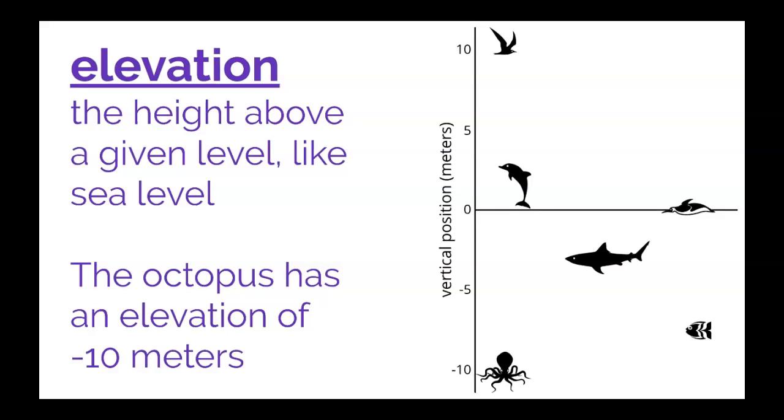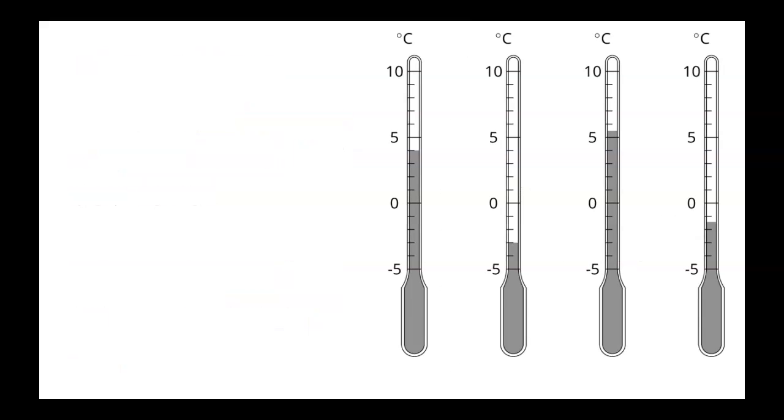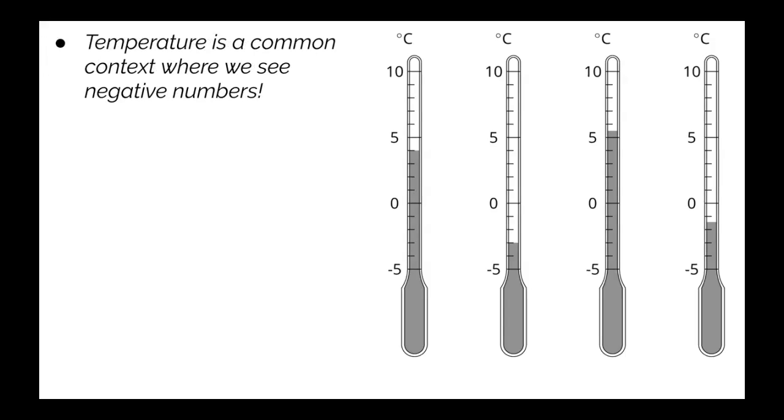So elevation is just the height above a given level, like sea level. We might say that the octopus shown here has an elevation of negative 10 meters because it's 10 meters below sea level. Temperature is another common context where we often see negative numbers.